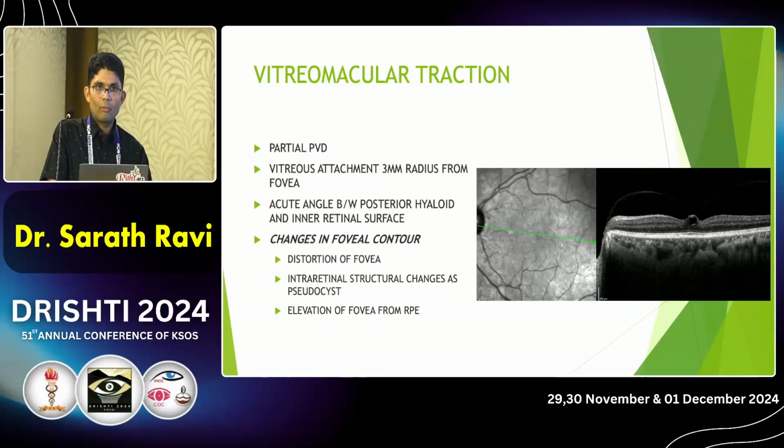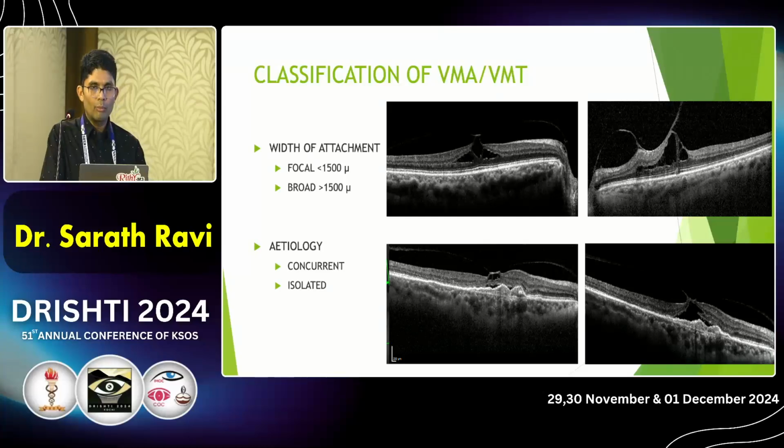Whereas in vitreomacular traction, you have the foveal contour being altered either because of a distortion of the foveal surface or elevation of the fovea from the RPE, or intraretinal structural changes like a pseudocyst. And based on the width of attachment, you can classify it as either a focal attachment, less than 1500 micron, or a broad one where it's more than 1500.